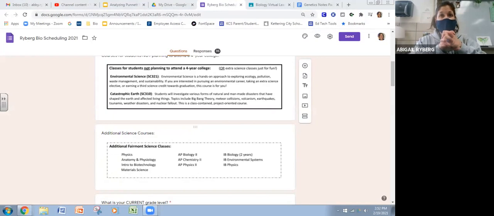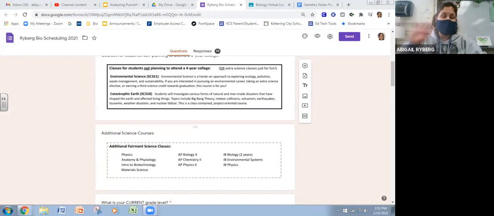Material science is a great option if you want another science credit. Material science is the science of material. So there'll be like a unit on glass and then a unit on plastics. So there's lots of labs. It's a very hands-on course. It's great. It's not super easy. So I'm pretty picky about who I sign off on to take material science, but it's excellent.